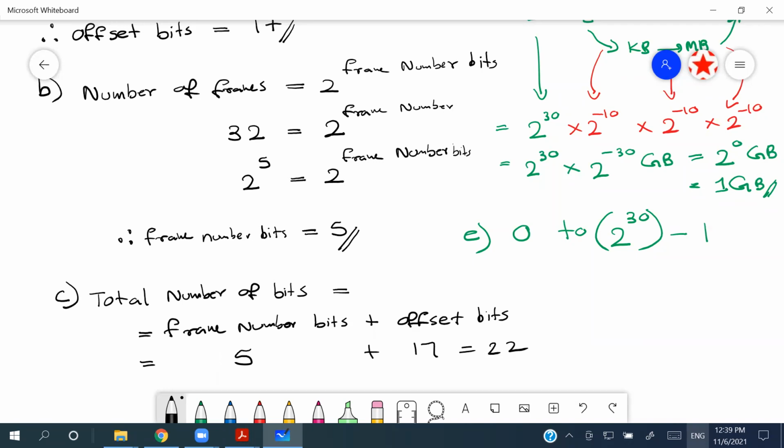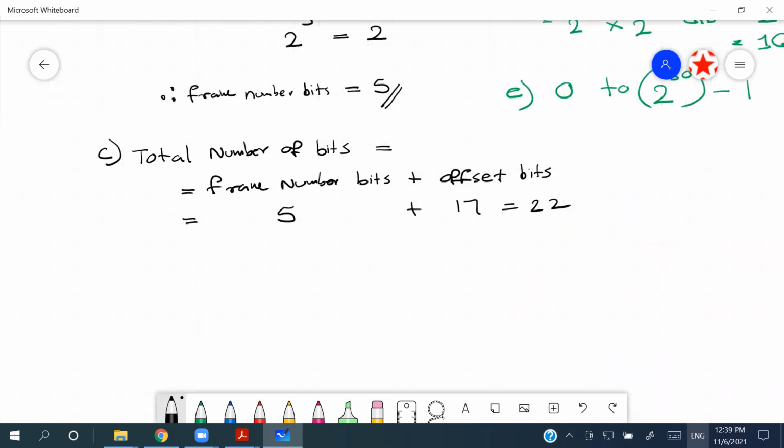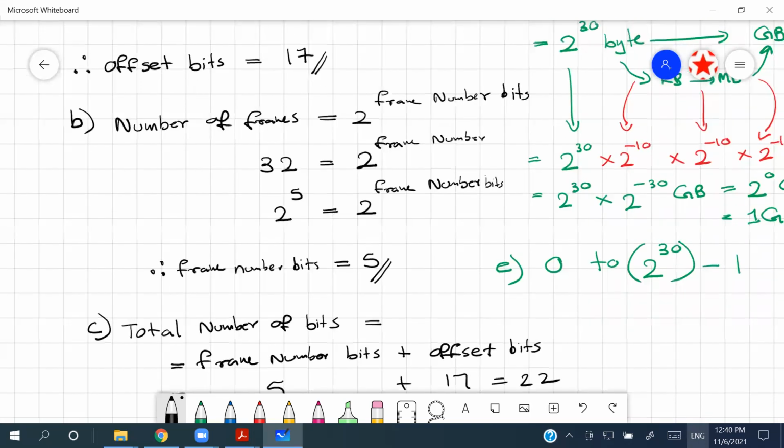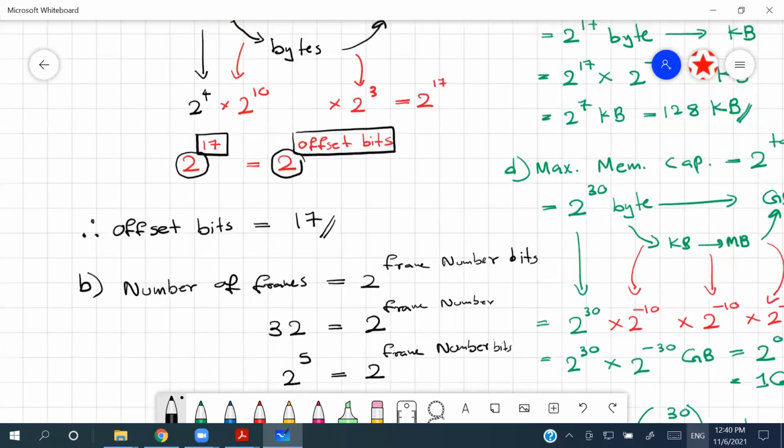Then finally, it is asking what is the maximum memory capacity. So maximum memory capacity equals 2 to the power total bits. That means 2 to the power 22. This comes as bits, right? Because this is bit addressable.